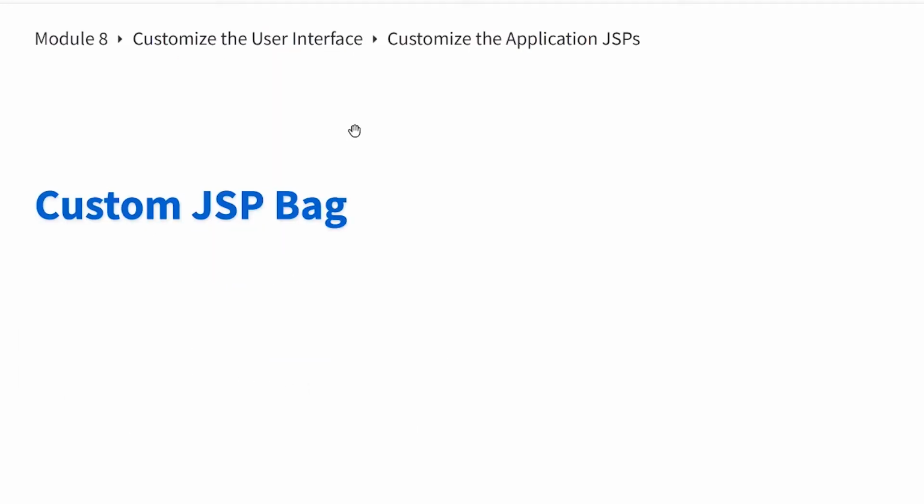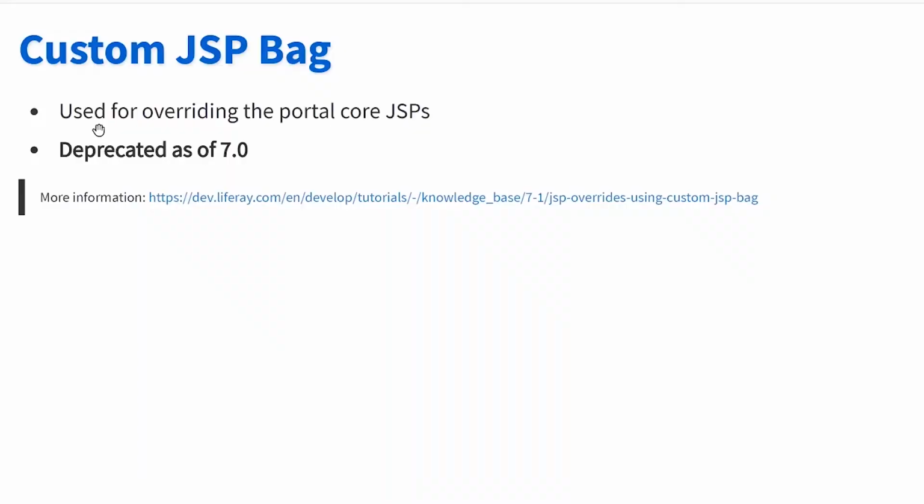Our next customization method is the custom JSP bag. So the custom JSP bag is actually deprecated as of Liferay 7.0, but you can still use it. The custom JSP bag is used for overriding the portal core JSPs. We're not going to go too much into detail here as it's deprecated, but you can find some more information on dev.liferay.com at this link below.